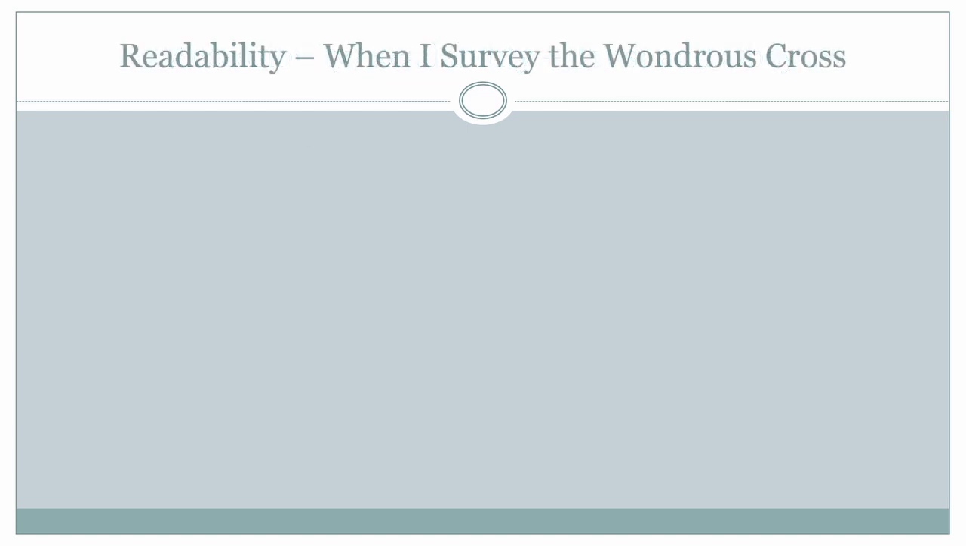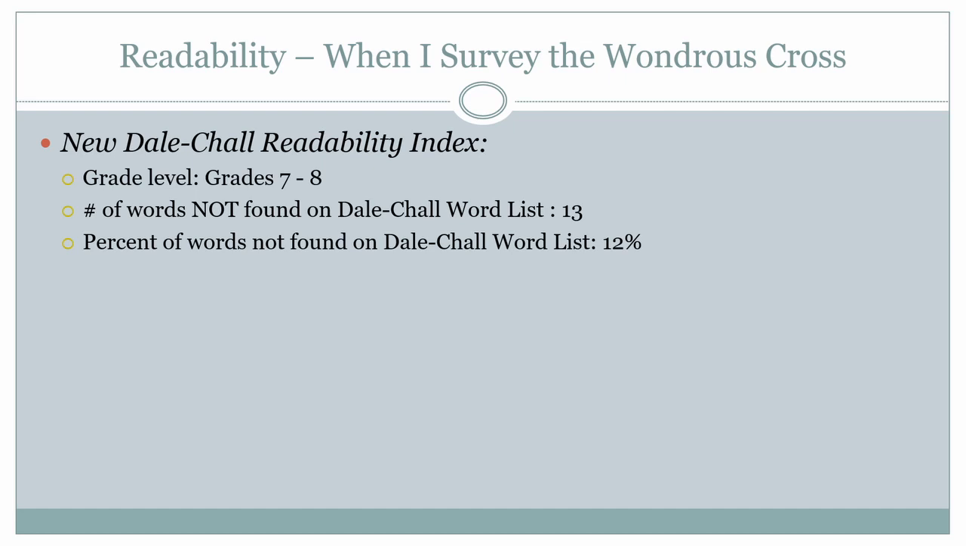Another example we have, still focusing on this new Dale-Chall readability index, is When I Survey the Wondrous Cross. This one has a little higher grade level. Grade 7 through 8 has 13 words not found on the Dale-Chall word list, so just 2 more than Trust and Obey. And just thinking back to Trust and Obey, we've got some young kids at church that really belt that song out. They love it so much.